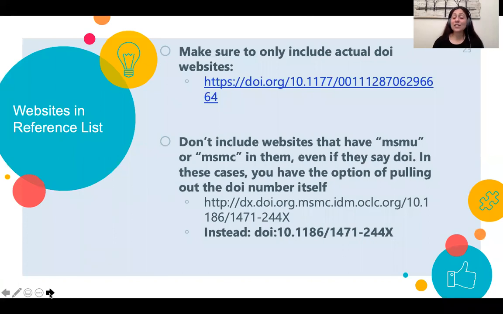All right, another issue that comes up a lot is how to correctly do a reference for a website. An issue is when you're trying to extract the DOI, if you're accessing something from the Mount's research databases, the DOI will often come out like this at the bottom, the HTTP one that has the msmc.idm and so on. You don't want to include all of that. So you can just extract the DOI number from that, like I've shown there.